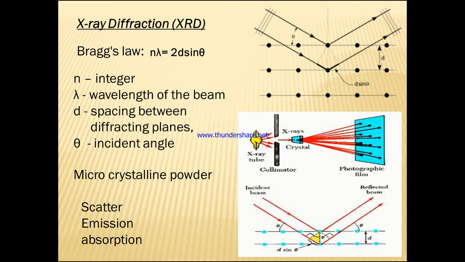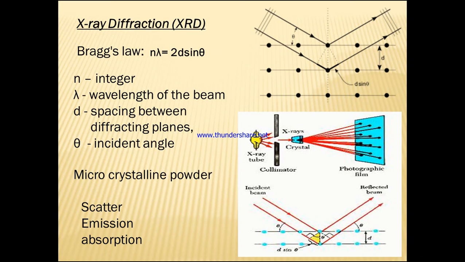X-rays are electromagnetic radiations with a wavelength in the range of around 0.1 to 100 angstrom, so that we can have highly detailed images which we can use for the analysis here.